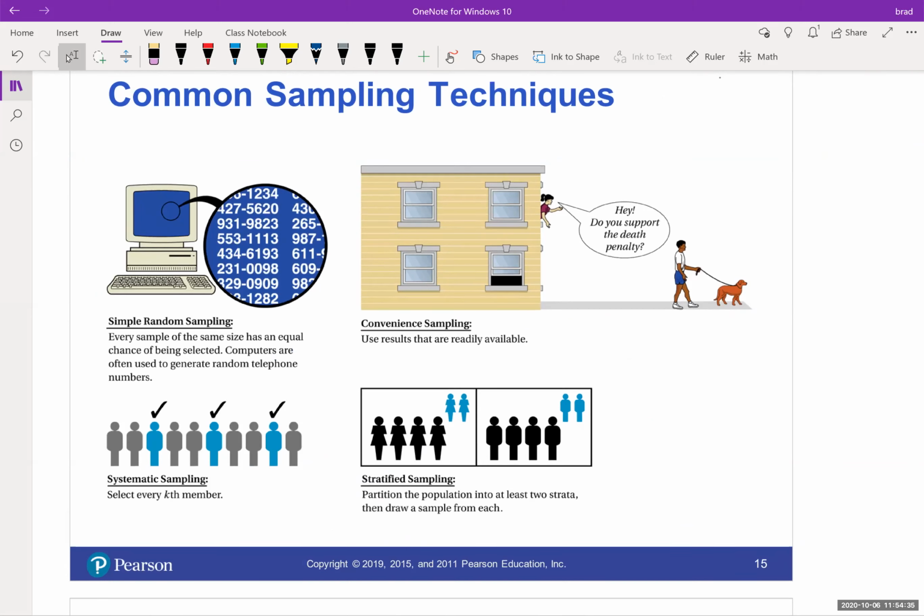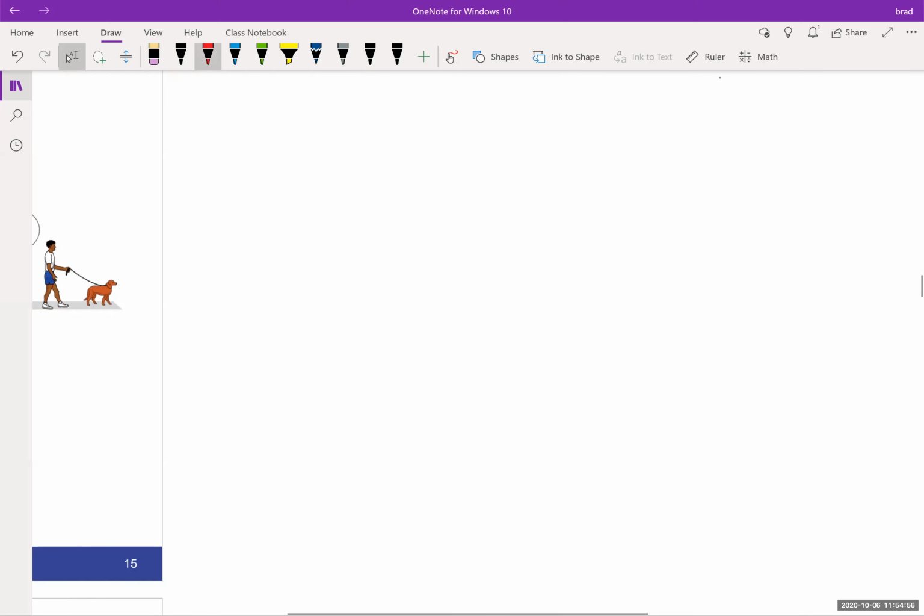So, simple random sample, a common sampling technique. Every sample of the same size has an equal chance of being selected. Computers are often used to generate random telephone numbers, and they all have the same probability of being selected. If there's 100,000, it's 1 out of 100,000 for each one. Okay, and then they're randomly chosen. Systematic sampling. I can do one for that one that's a little bit better than their example.